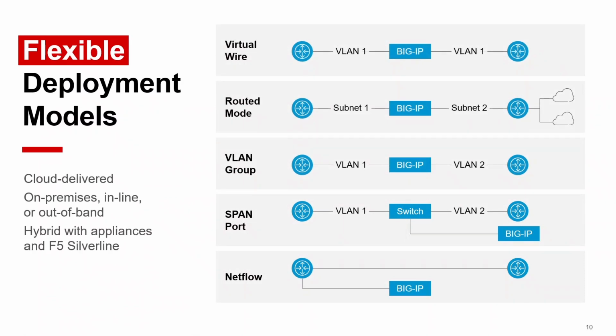F5 DHD supports different deployment models. It can be deployed inline layer 2, inline layer 3, and out of band management. In inline layer 2, there are two modes to deploy the DHD. The first mode is virtual wire. In this mode, you bridge two physical interfaces. One of them will be facing the client side and the other one will be facing the server side.